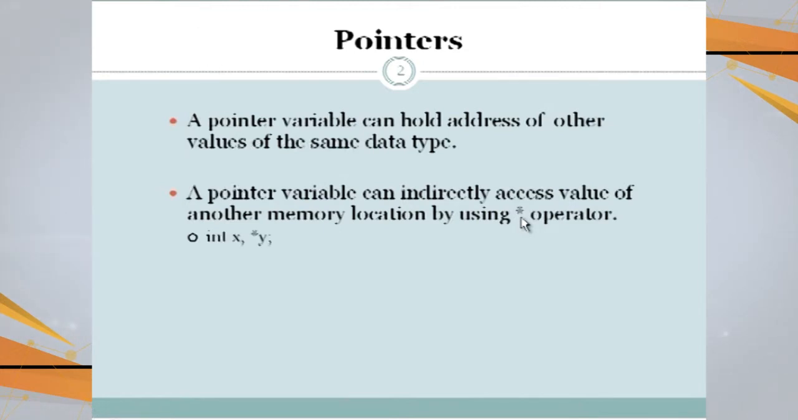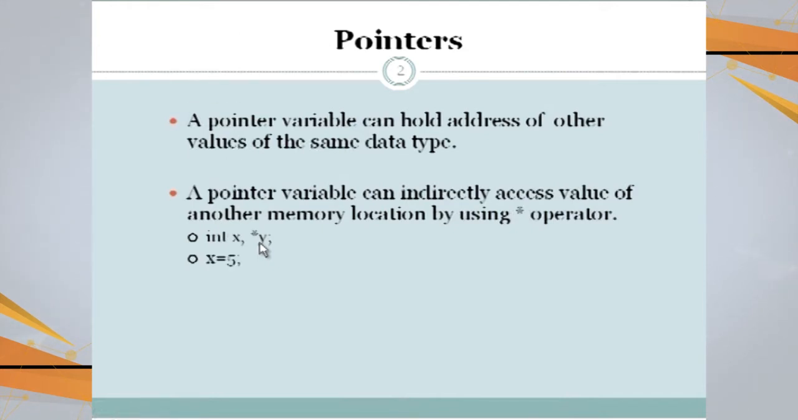For example, we declare two variables, int x, int *y. In this statement, there are two variables declared. Variable x is a simple variable that will hold a value of integer type, while y is a pointer variable. Data type of y is int. It means that this pointer variable can hold memory address of integer variable only.